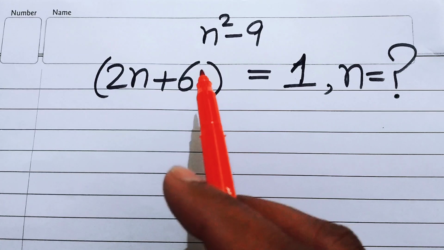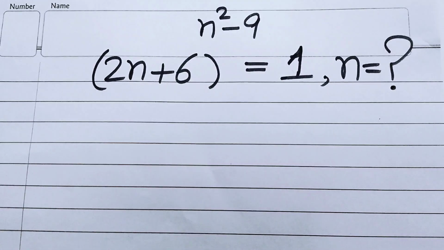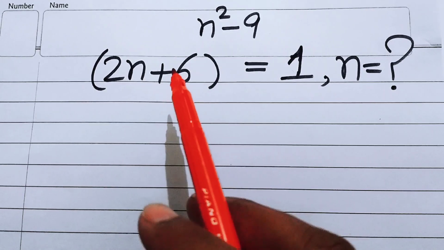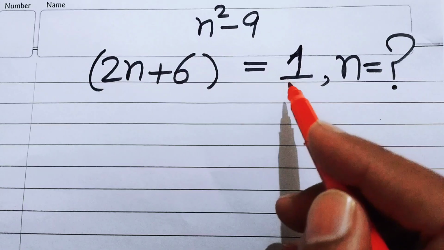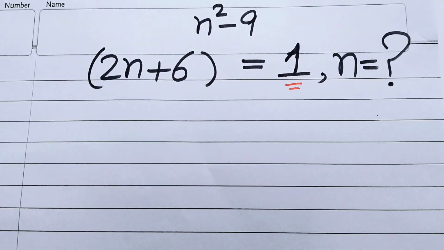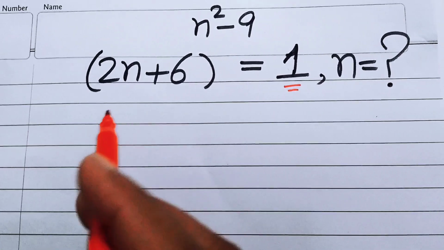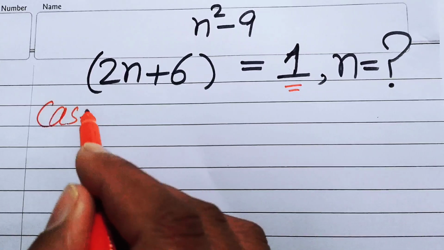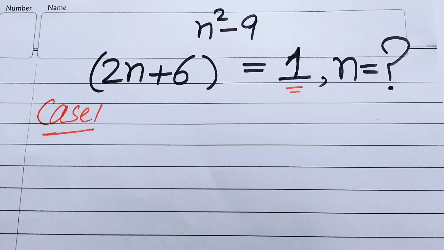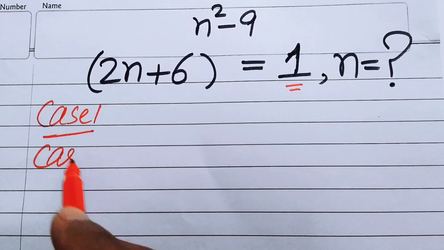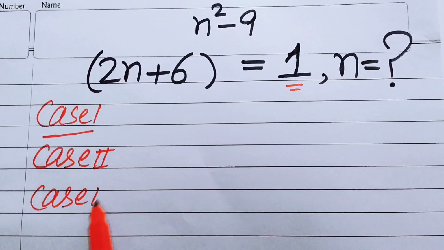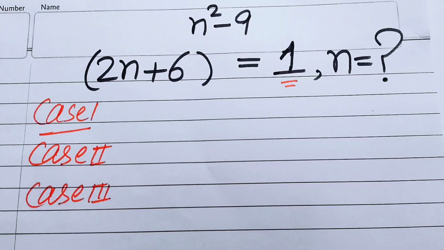So here we find some possibilities in which any exponential function gives us the answer 1. So we have three possibilities here. So we divide this question's solution into three cases. So our first case is, second case we write here, and third case we write here. So we divide the solution of this question into three cases.